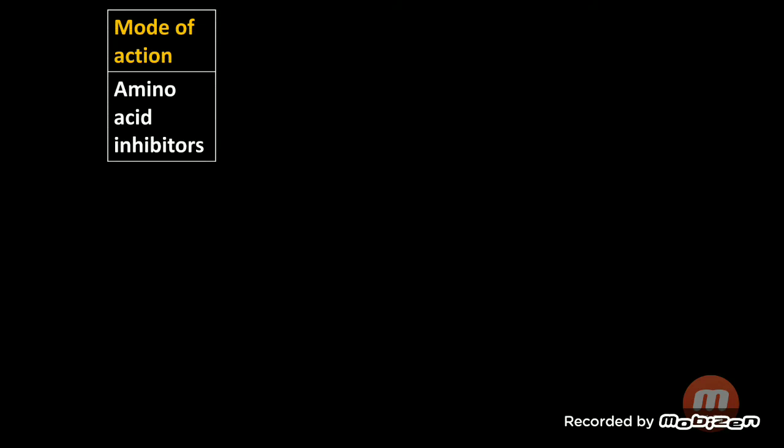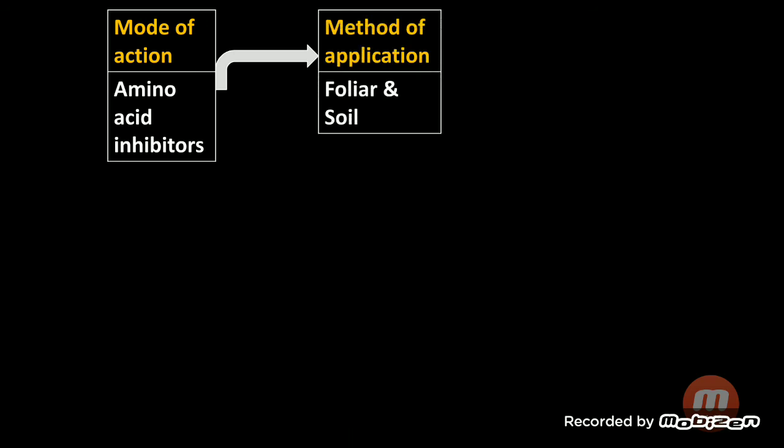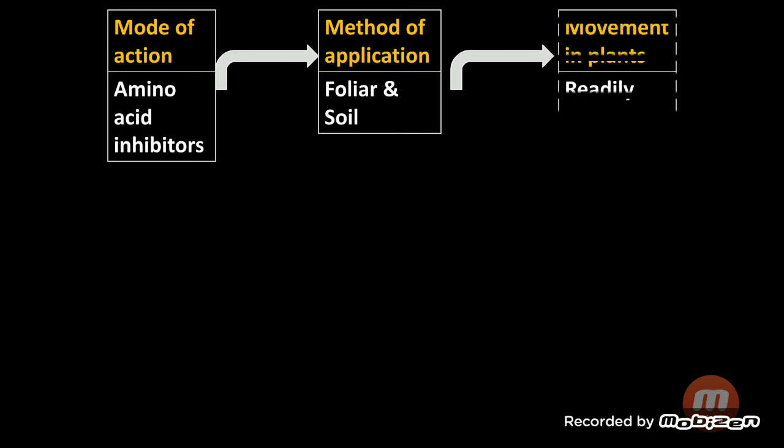The mode of action is amino acid inhibitors. Most of them are foliage applied, some of them are soil applied, but glyphosate is mostly foliage applied. They readily move inside the plant; they are absorbed and move from root to shoot if you are applying on the soil. If you are applying on the foliage, it moves from leaves to stem and stem to roots, all over the plant body.